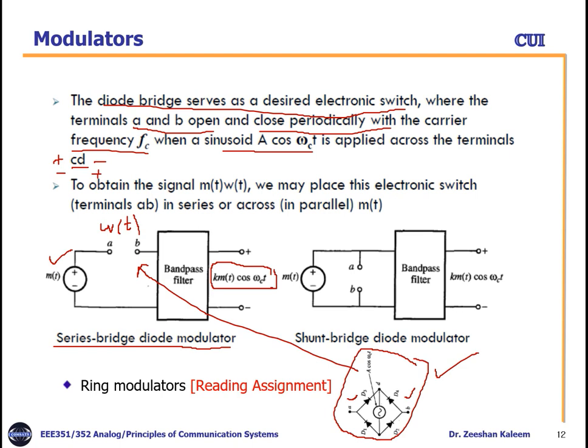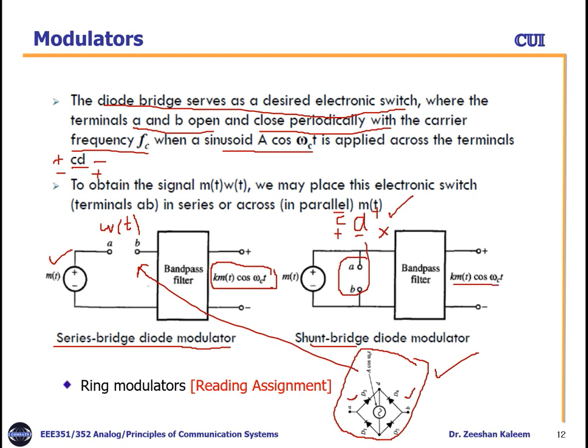Similarly, if we would like to use a shunt bridge diode modulator, in that case we will place this in parallel. So this is called a shunt. The circuit operation will be inverse as compared to the series bridge modulator. How? When C is positive and D is negative, it will not conduct, because it will just become a short and the current will start flowing here. While when C is negative and D is positive, it will conduct and we will get the desired output.